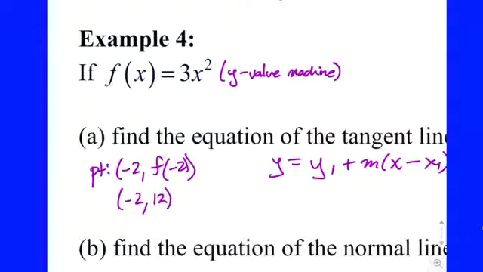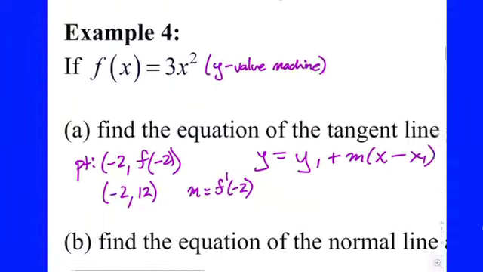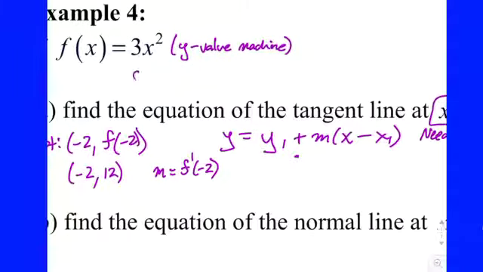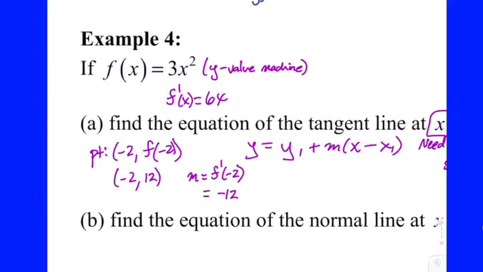So there's the point. And now we need the slope. The slope is going to be f prime of -2. But before we can find f prime of -2, we need to find f prime of x. So let's do that up here. f prime of x would be multiply and subtract, and we get what? 6x. Cool. All right, so now coming back down here, f prime of -2 is going to be -12. So make sure that you're always labeling things here.